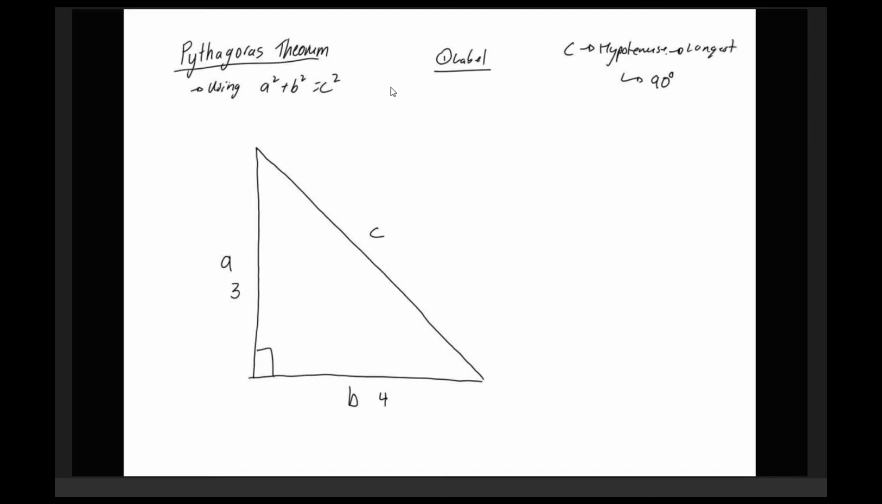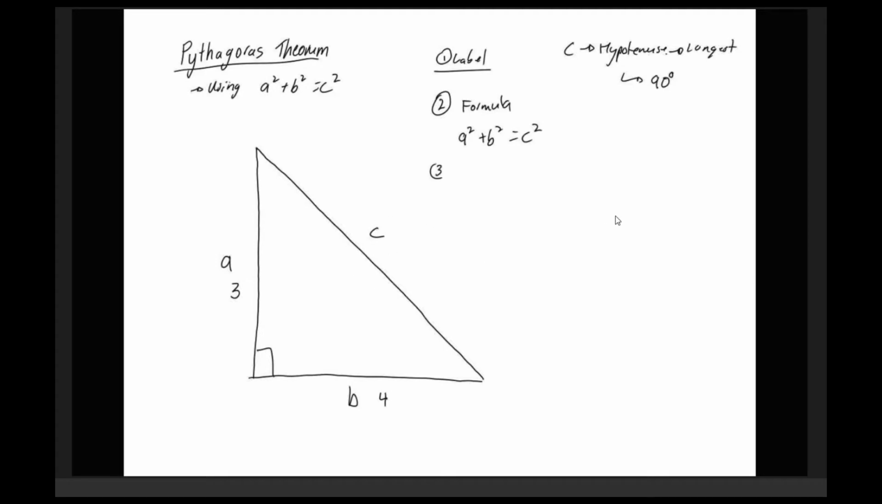Let's work through an example. So we've labeled our triangle correctly. Step 2 is to write out our formula. So I've written the formula once, I'm going to write it again so that we remember it. A squared plus b squared equals c squared. Okay, so this side squared plus this side squared should equal this side squared.